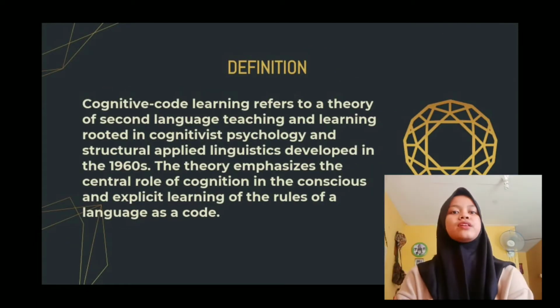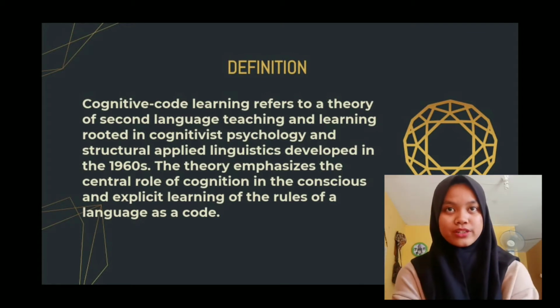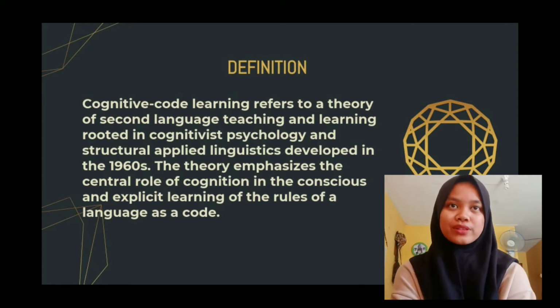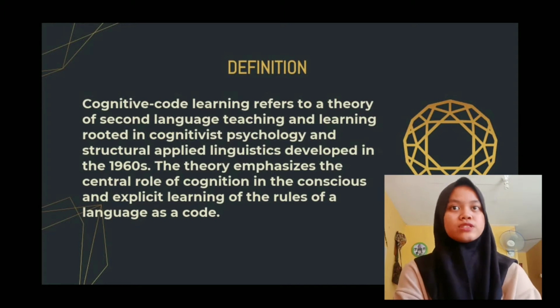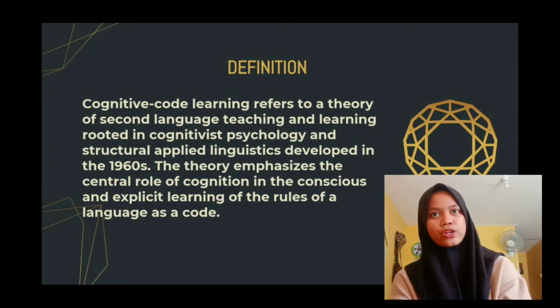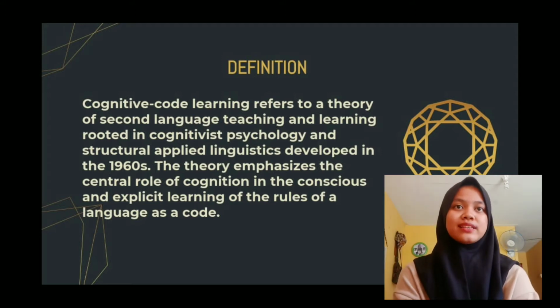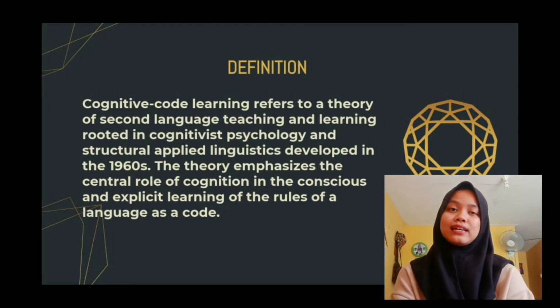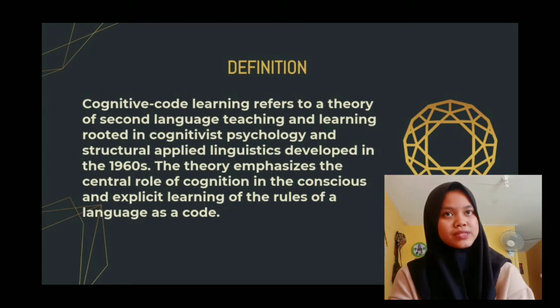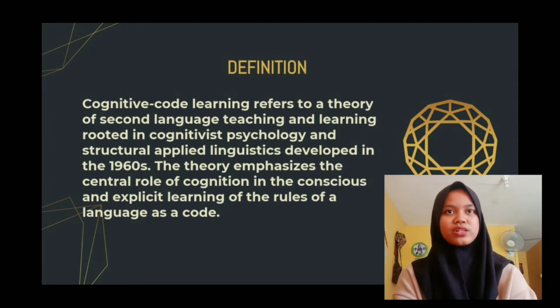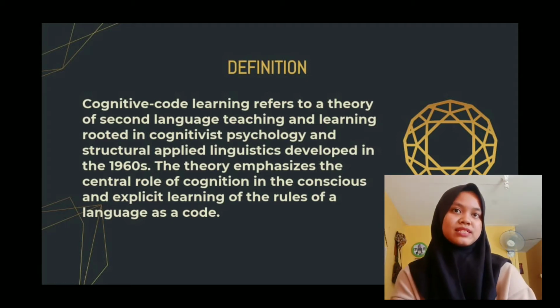And this is the definition of cognitive code learning. Cognitive code learning refers to a theory of second language teaching and learning rooted in cognitivist psychology and structural applied linguistics developed in the 1960s. The theory emphasized the central role of cognition in the conscious and explicit learning of the rules of language as a code.